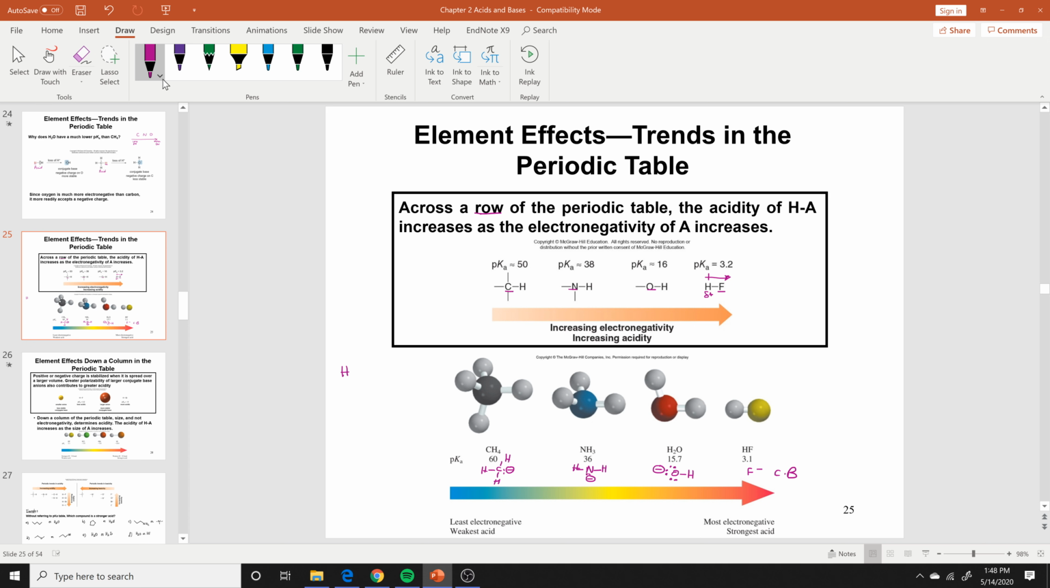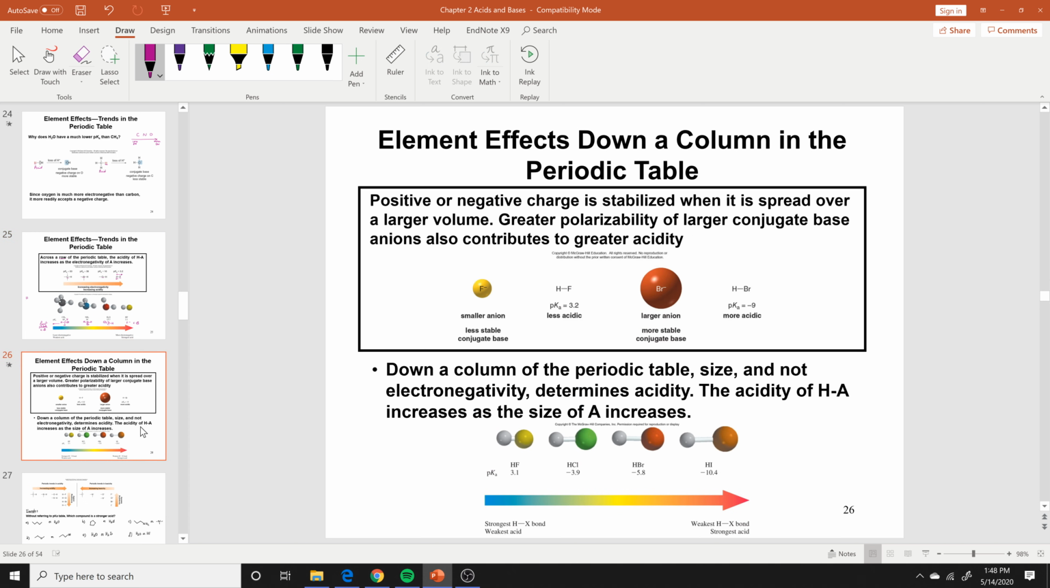And then carbon there is going to be the least electronegative. So this is going to be the least stable conjugate base, so its acid is not going to be strong. This is going to be the most stable conjugate base, so its acid is going to be very strong. Now this is in case whenever you have acids that belong to a period.